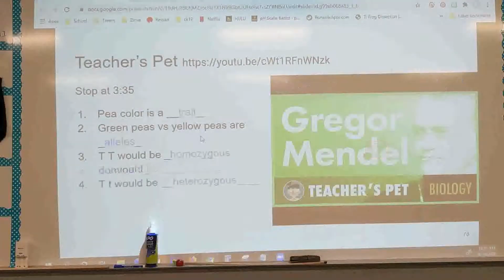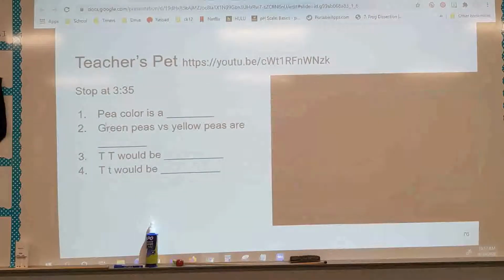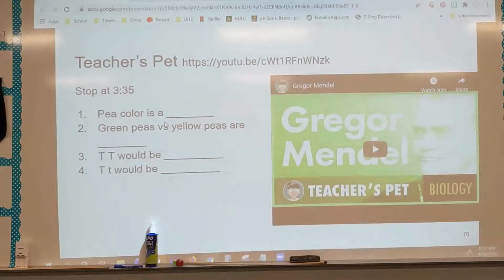We're gonna skip this one. So pea color is a trait, okay? Tallness, leafiness, having leaves that are parallel, having leaves that alternate, okay? These are all traits. Green pea versus yellow pea would be a what? Anyone? Trait, like.